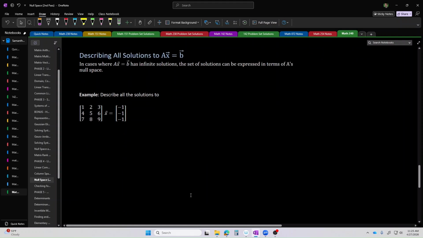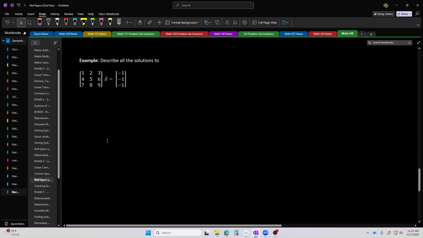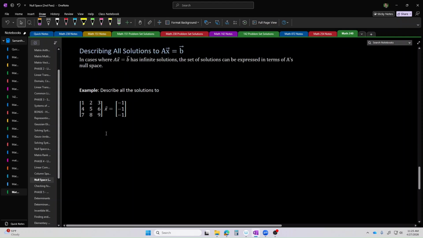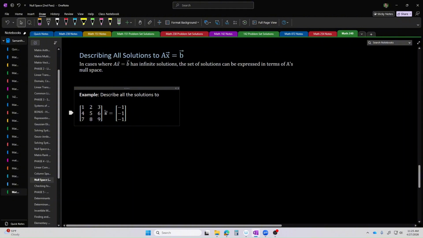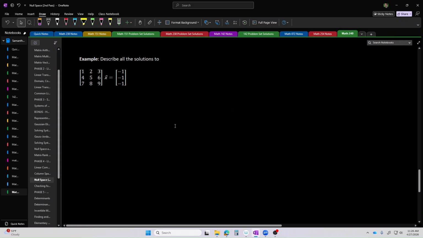Now, if you have studied the null space of a matrix, that can help you to express solution sets to other matrix equations involving that matrix A. So for example, let's return to this case of the matrix A being 1, 2, 3, 4, 5, 6, 7, 8, 9. And I would like to apply that matrix A to a vector and get the output -1, -1, -1 as the result. Let's try and describe all the vectors x that will serve as solutions to this system.